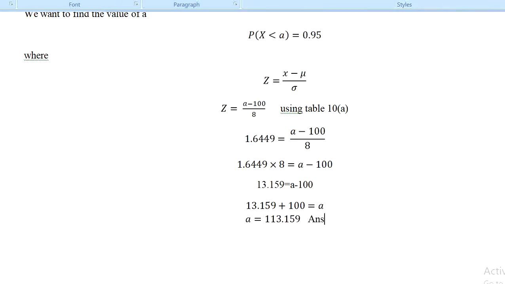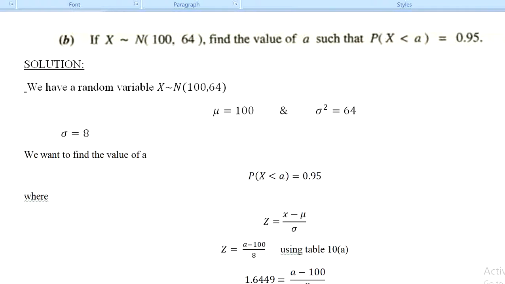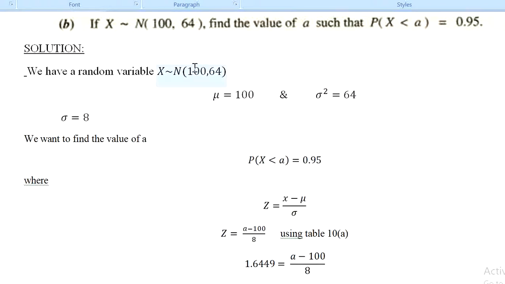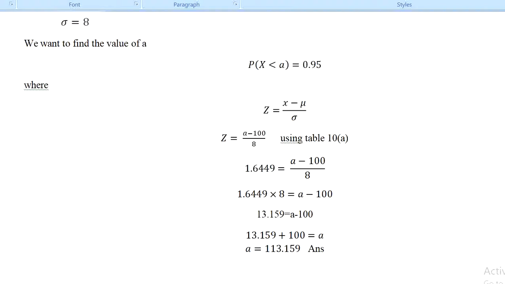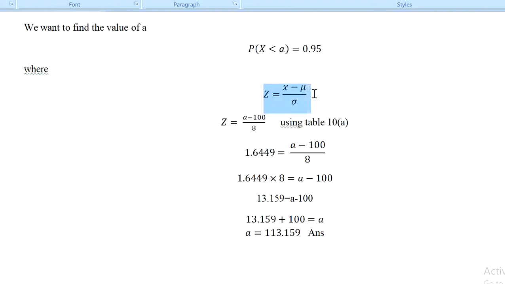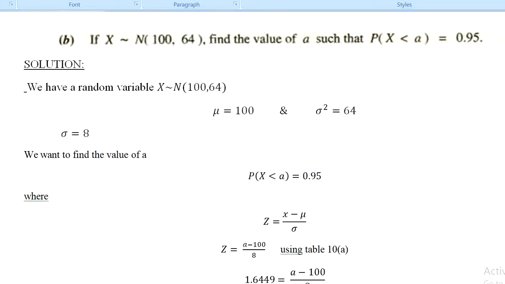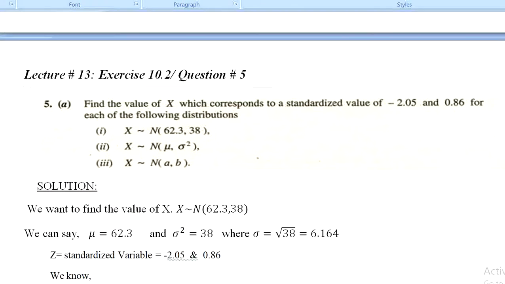So simply I am just giving you a review. So we had a value of mu and sigma square. Instead of that we have a probability. So we use that probability to find the value of z, and we just use the formula of standard normal and substitute the values of z, mu and sigma in it, and we just simplified it to find the value of a. So I hope you understood both the parts of question number 5.